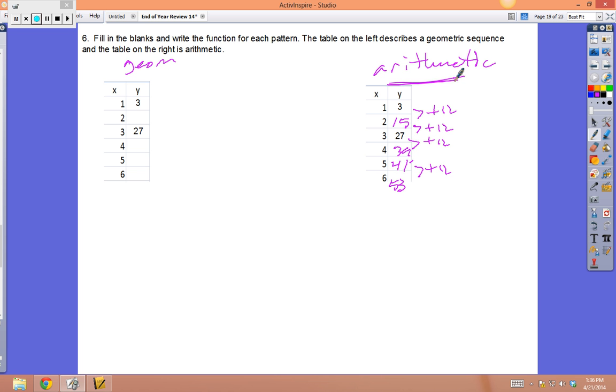So arithmetic just means it grows by addition. Geometric means it grows by multiplication. So 3 times 3 is going to be 9. 9 times 3 is 27. 27 times 3 is 81. 81 times 3 is 243. And then 243 times 3 is going to be 729.